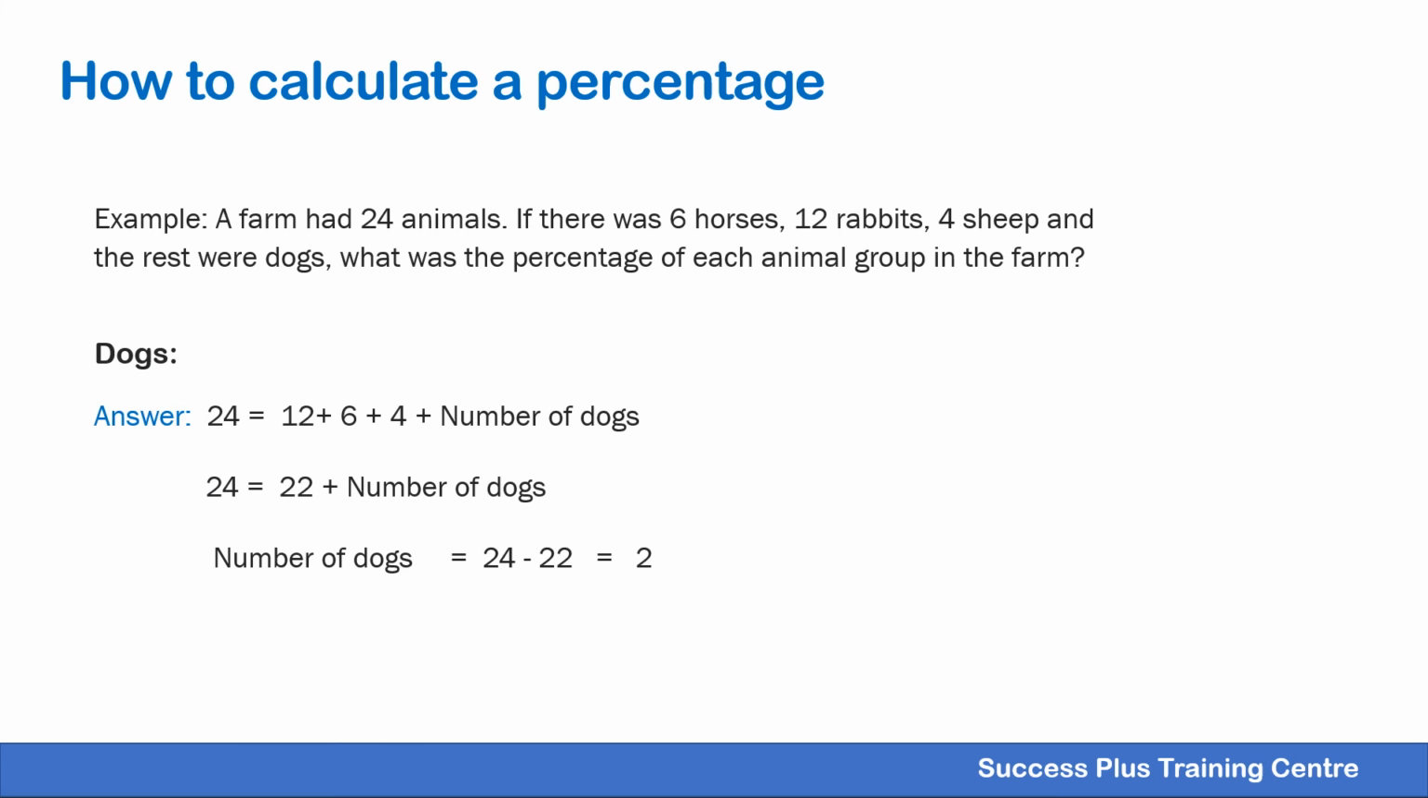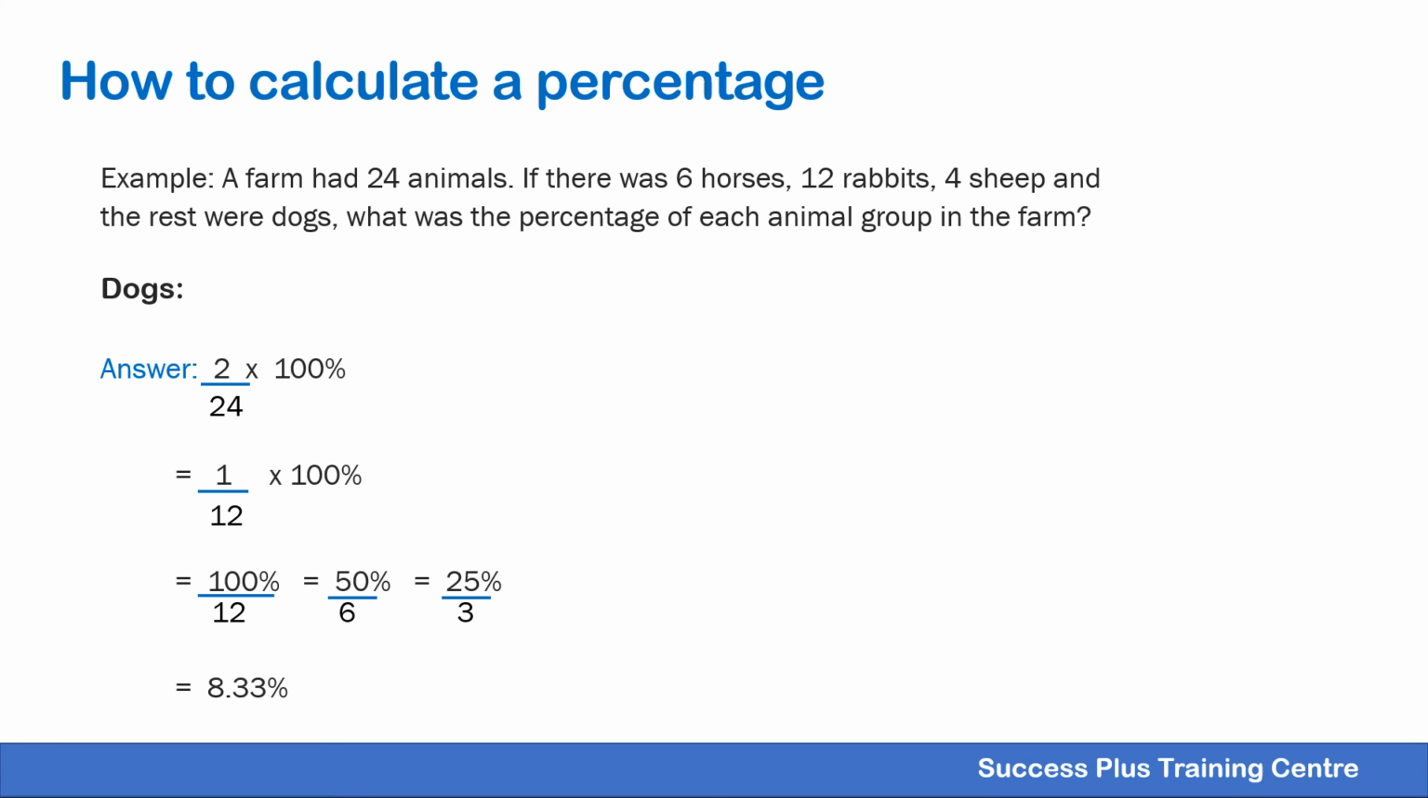And finally, to work out the percentage of dogs in the farm, we need to find out the total number of dogs in the farm. Now we know the total number of animals in the farm equals 24, and that should equal the addition of the horses, rabbits, sheep, and dogs. This means the number of dogs we have in the farm equals 24 take away 22, which is equal to 2. So we have 2 dogs in the farm.